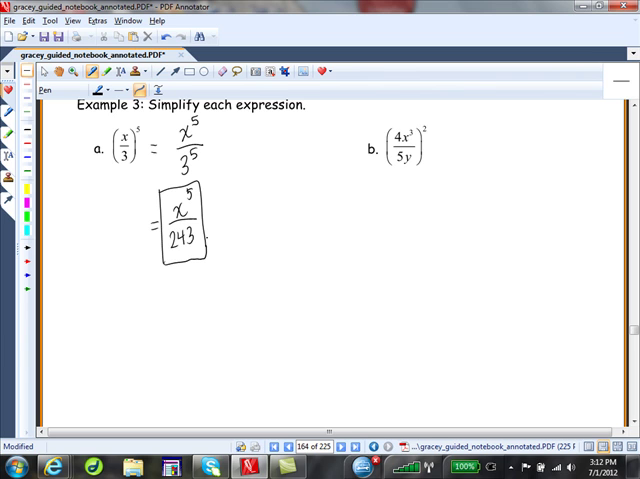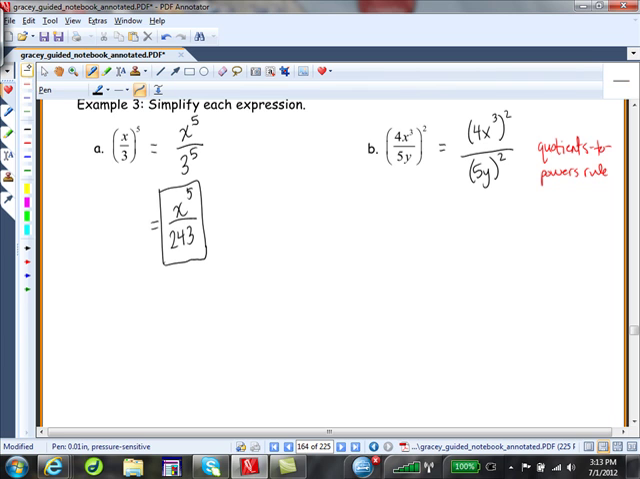Okay, so let's see how you did. Here we go. This is going to be 4x cubed squared divided by 5y, the quantity squared. So that is using the quotients-to-power rule, right? So this is using the quotients-to-powers rule.